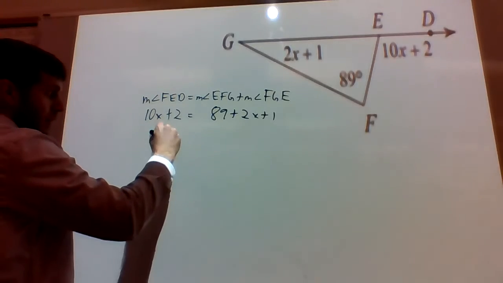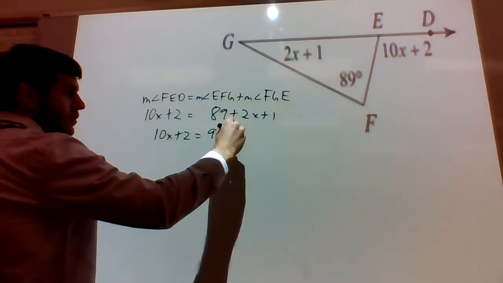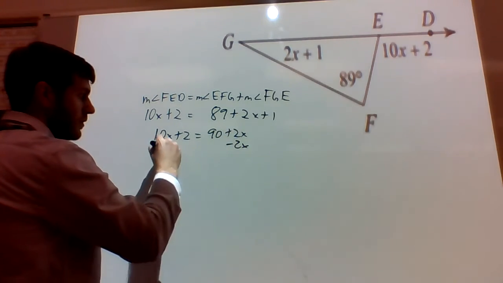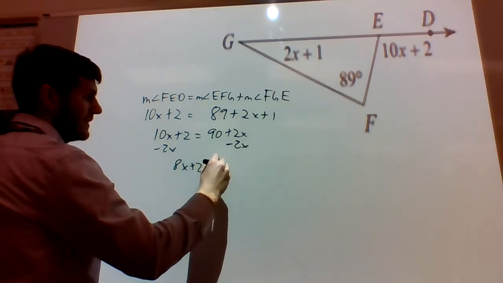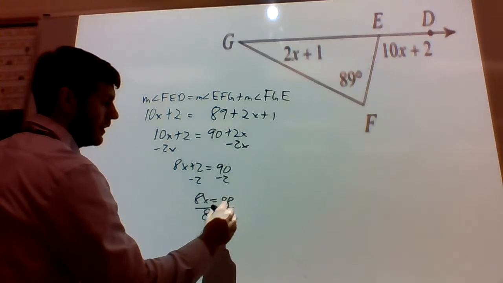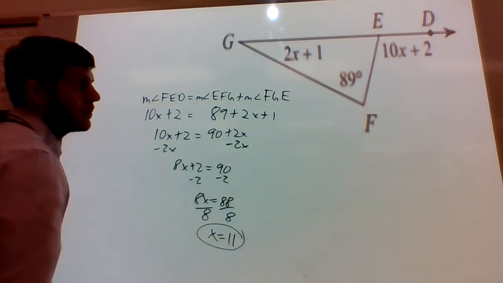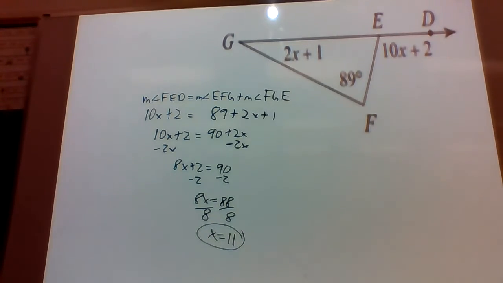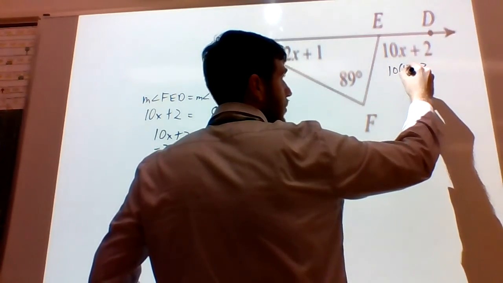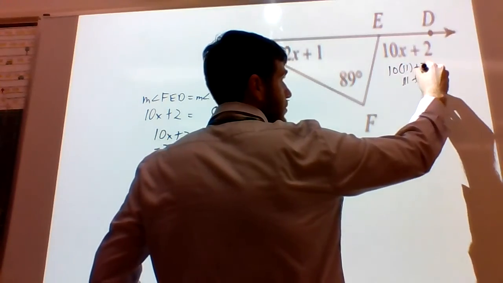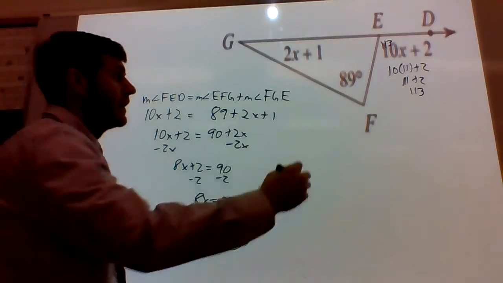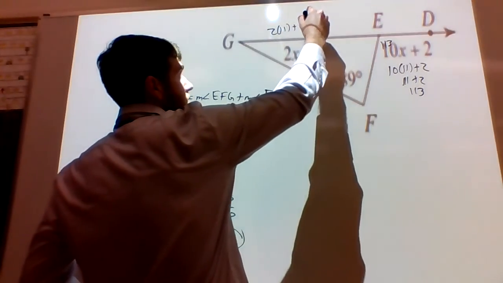So combine like terms, 10x plus 2, 90 plus 2x. Minus 2x from both sides. 8x plus 2 equals 90. Minus 2 from both sides, 8x equals 88. Divide by 8, x is going to be 11. If they're asking for x, that's it. If they're asking for the angles, we have to substitute it in. 10 times 11 plus 2. So 111 plus 2, 113. Okay, 2 times 11 plus 1, it's going to be 23.